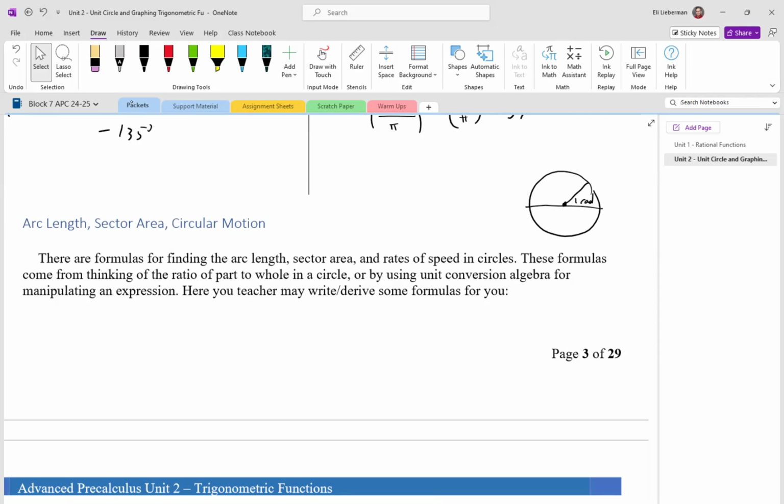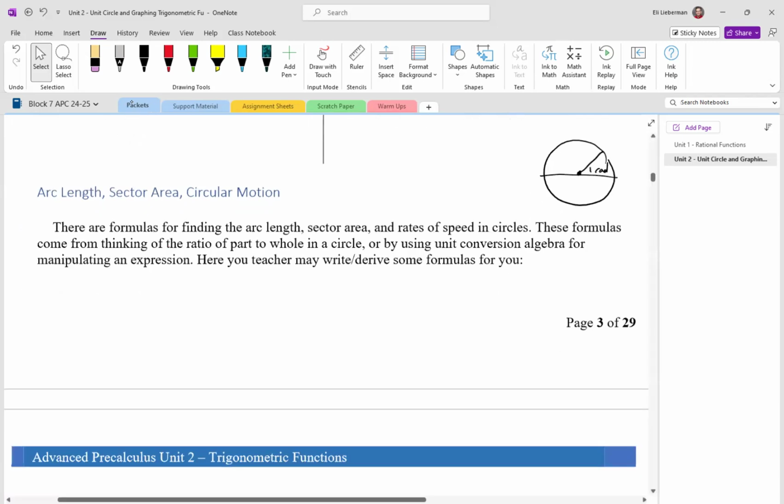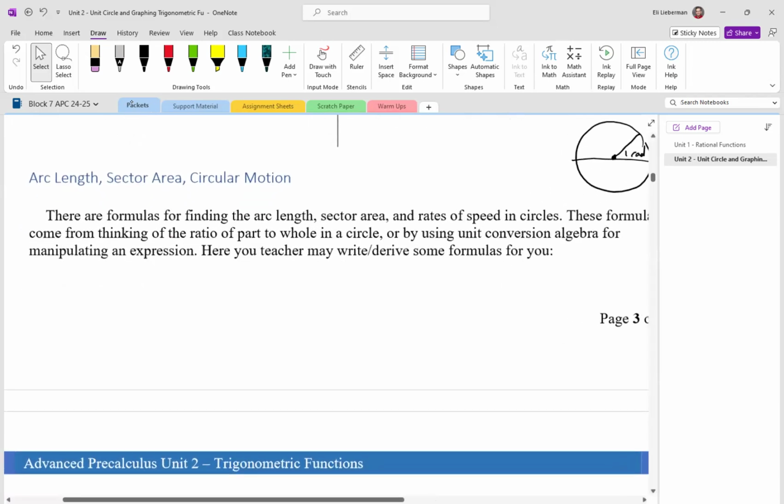Okay, thank you for being back on time. Hey, did we talk about arc length and sector area earlier today? I think we did. We're going to be talking about speeds in circles, but before we do, I want to show you a quick comic.